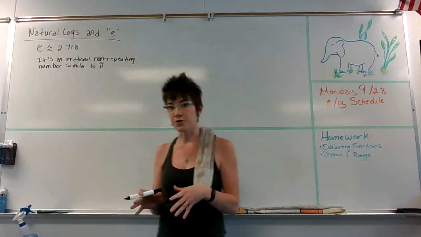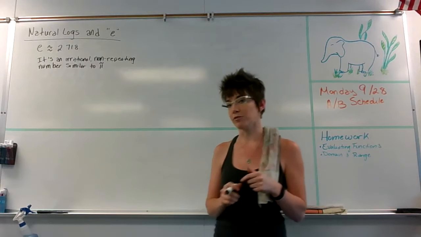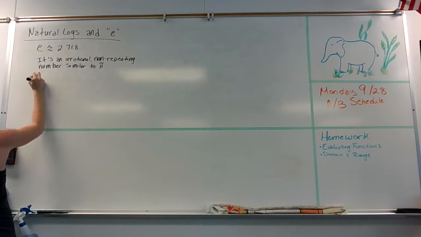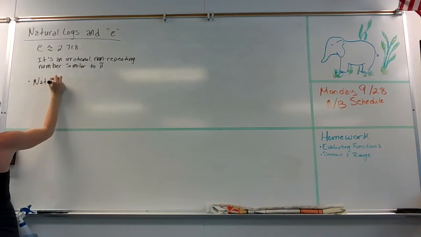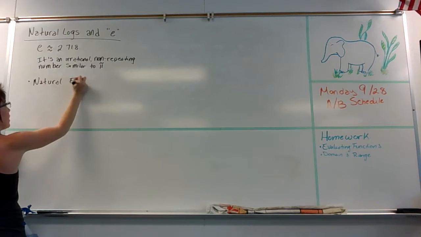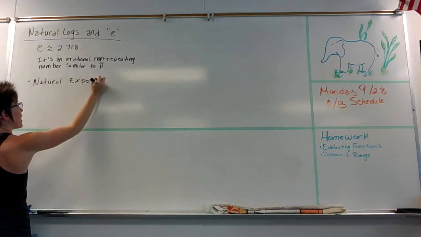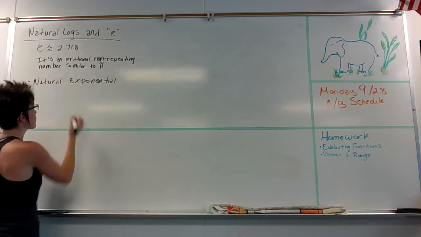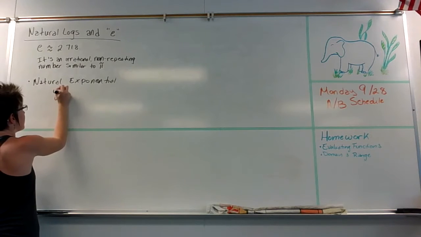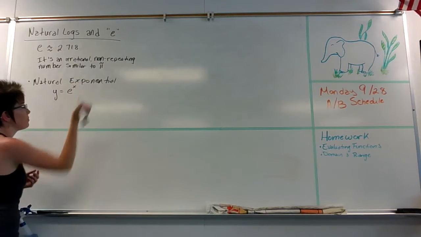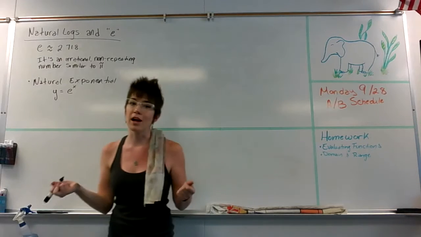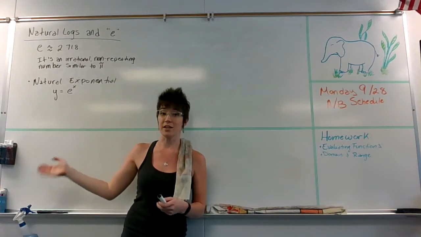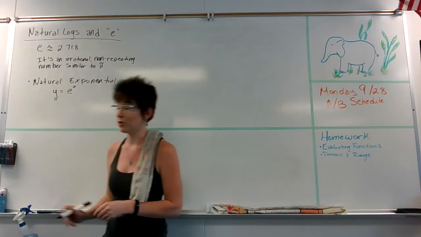So first I want to introduce the natural exponential function. If we are looking at the natural exponential, it's represented as an exponential function with just a base of e. So it looks something like y equals e to the x power. And that's our natural exponential. Notice it's an exponential like normal, but the base here is e, so we call it a natural exponential.